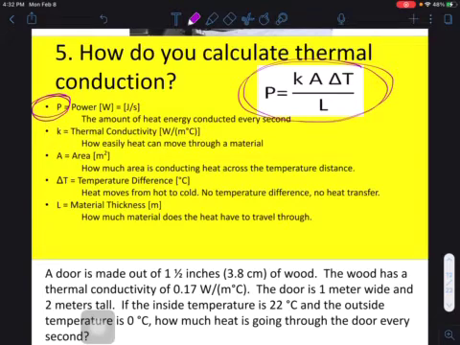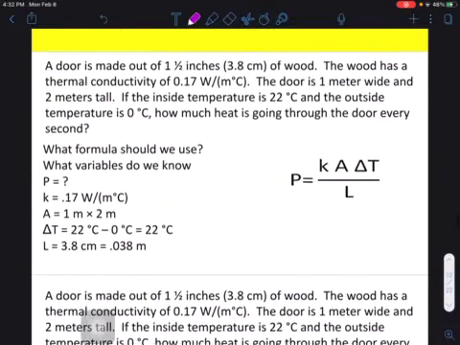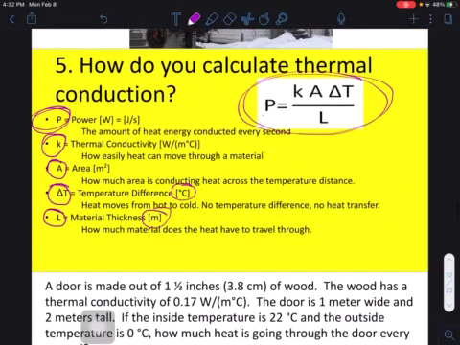The unit is joules per second. K stands for thermal conductivity, which is how easily heat moves through a material. A stands for area in meters squared. The triangle T is delta T, the temperature difference, in degrees Celsius. And L stands for thickness, also in meters. The formula is power equals the thermal conductivity times the area times the change in temperature, divided by the thickness.